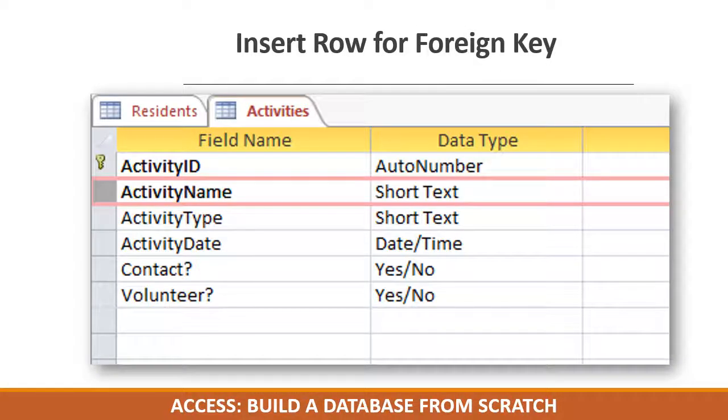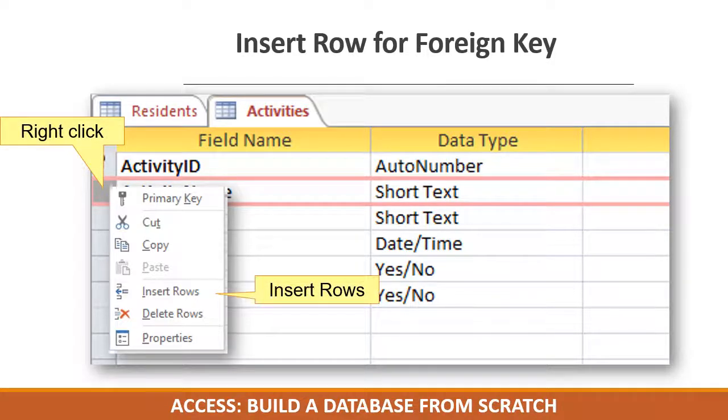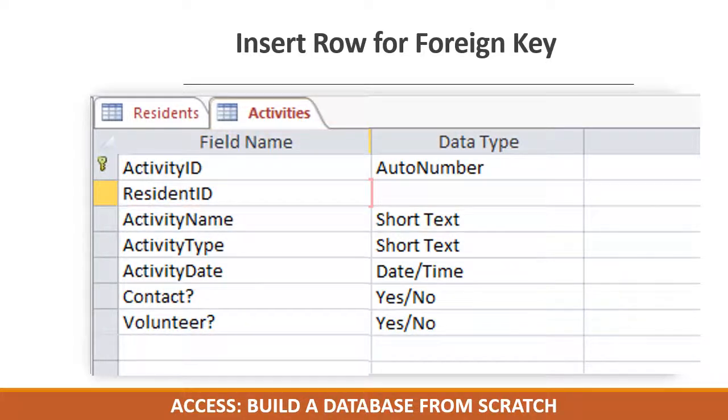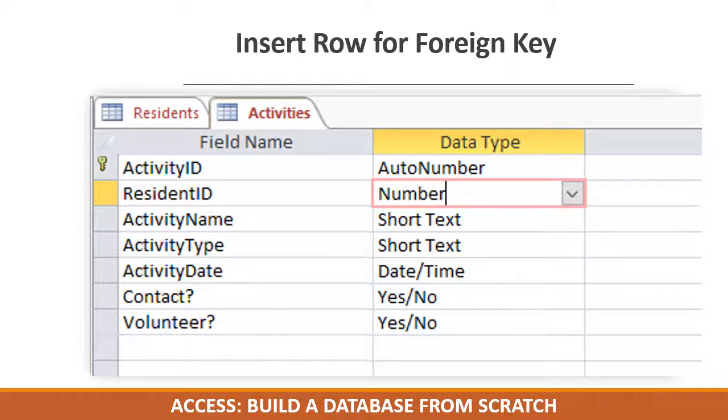So I right-click on the second row, select Insert Rows, and name it Resident ID. Later, when we create the relationship, the data type must be the same as the primary key it will join with, but you can only have one auto number per table. So I use the closest match, number data type. Then I save and close.